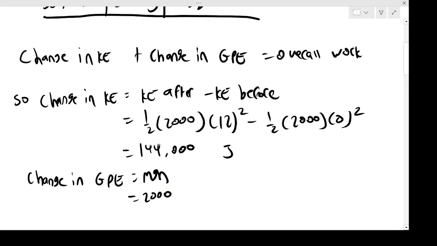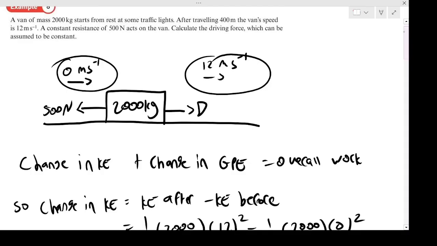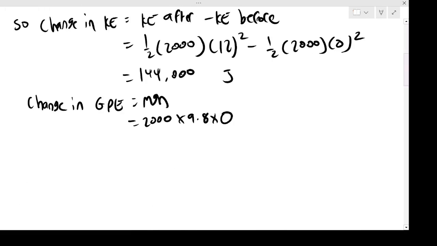Okay, then the change in gravitational energy, well, remember that's mgh, so that's going to be 2,000 for the mass times 9.8 for g. But hang on, what's the height? Well, there's no vertical height because it's not gone up or down, right? Because it's on some sort of flat horizontal road, it's not going up or down, so overall there's no height, so it just goes to 0, right?